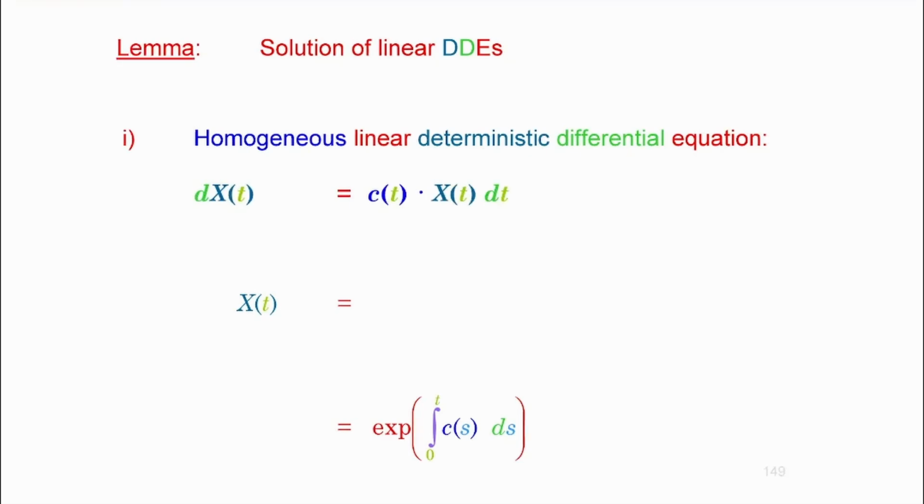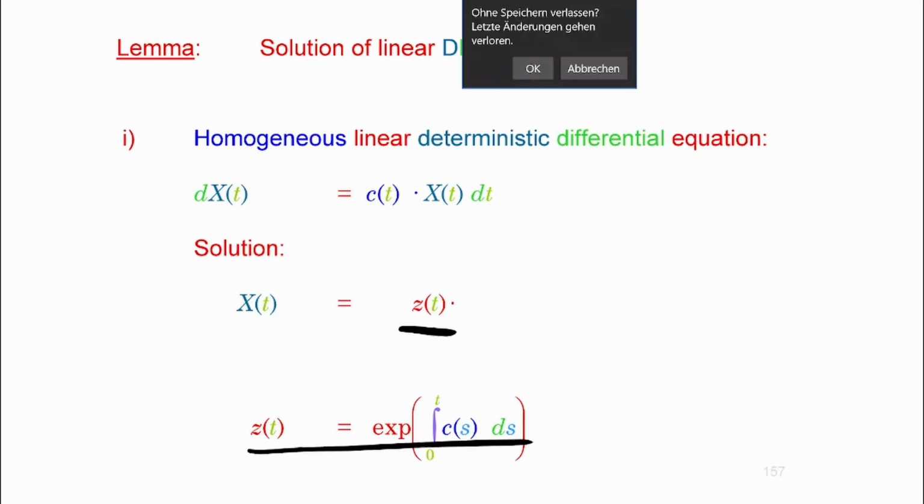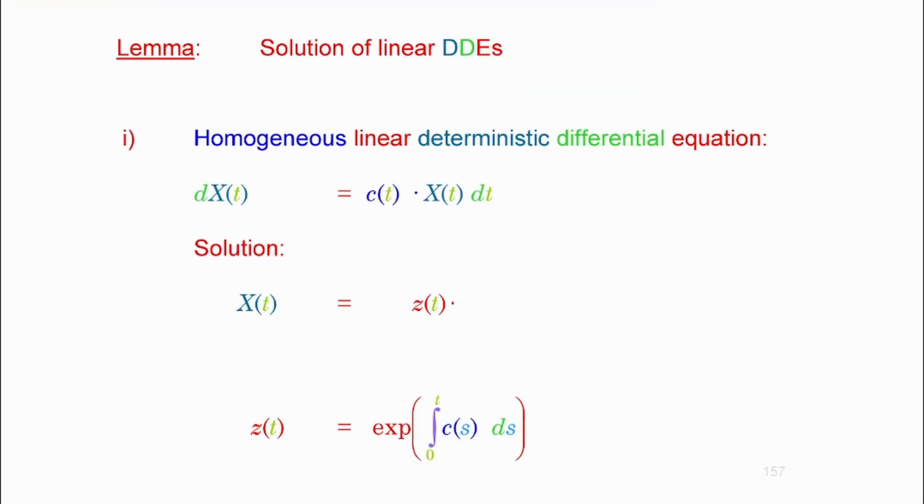So that is the first part. This is the simplest form. I'm going to define another function which is actually yielding the solution. So z at point t is the solution times the starting value, of course.